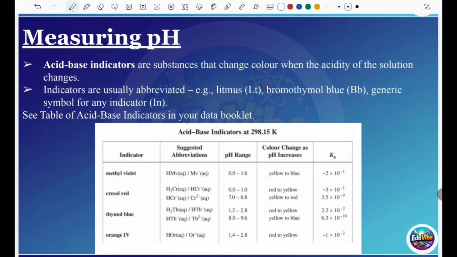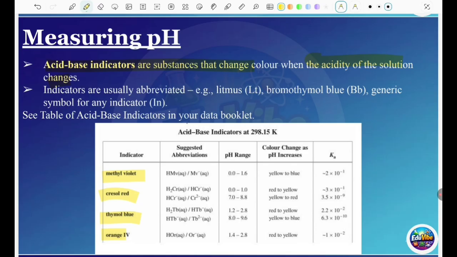In your data sheet, on the last page, you have some acid-base indicators. Those acid-base indicators are used to measure the pH. So how can you read this? I will tell you that. Firstly, what are they? Acid-base indicators are substances that change color when the acidity of the solution changes. They have a range for that, and these are all the indicators: methyl violet, cresol red, thymol blue, and so on.